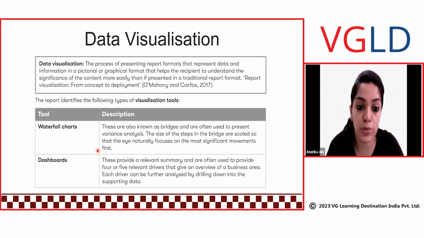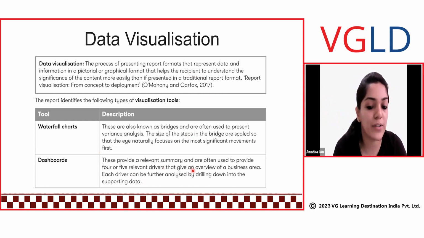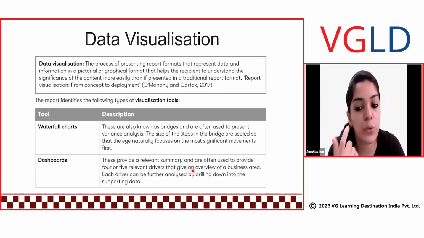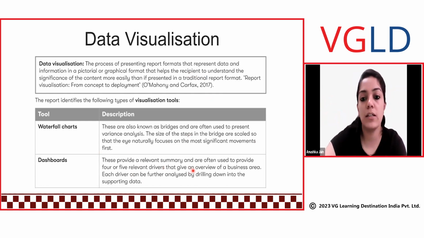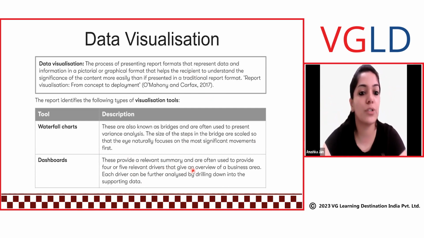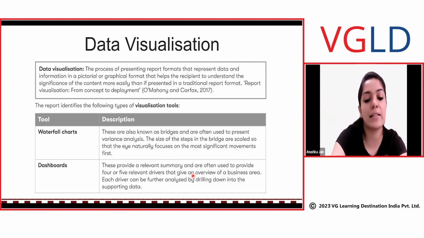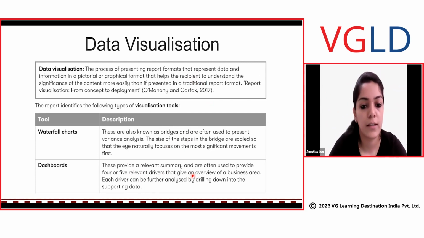Next is dashboards. These provide a relevant summary and are often used to provide 4 or 5 relevant drivers that give an overview of a business area. Let me show you with example first. Because dashboard is something which is specific to different business areas. Let me see if I can get something for a credit card company or a specific business. Yes, I got a good example.